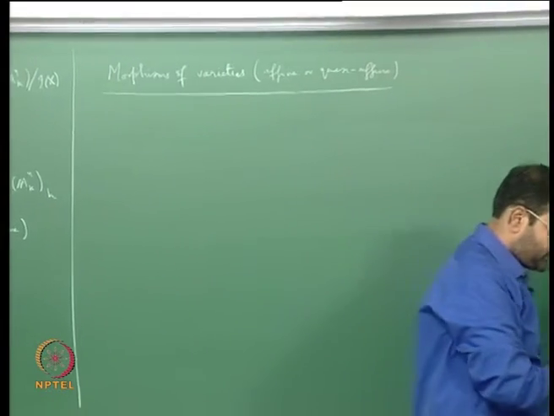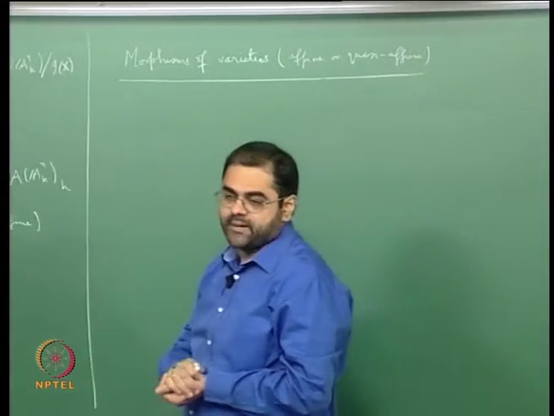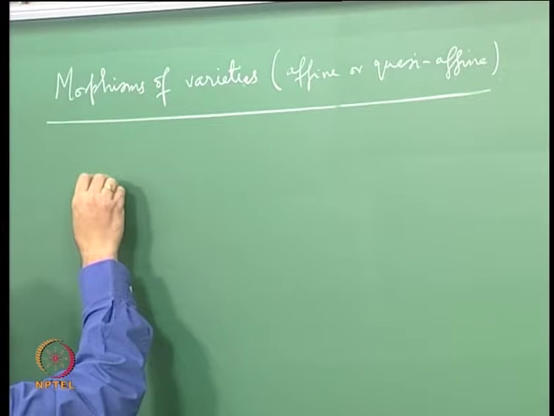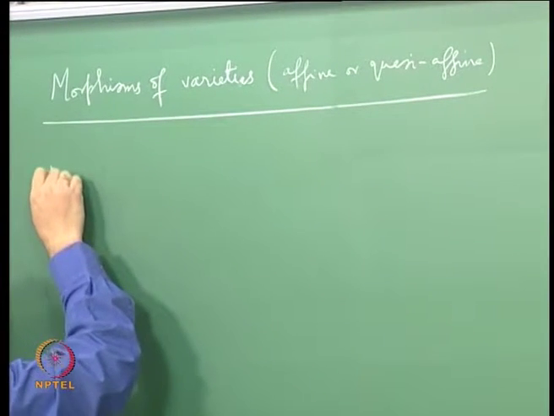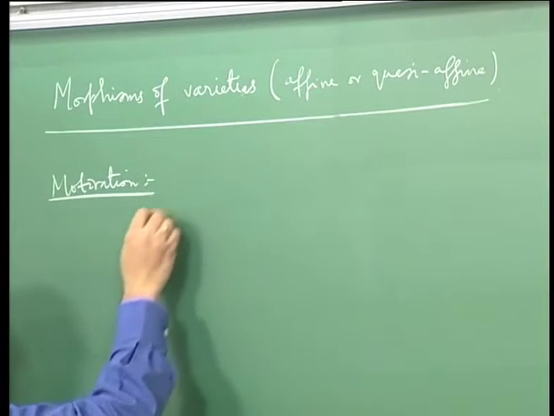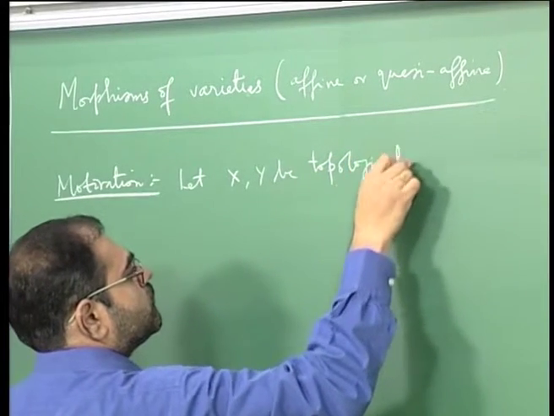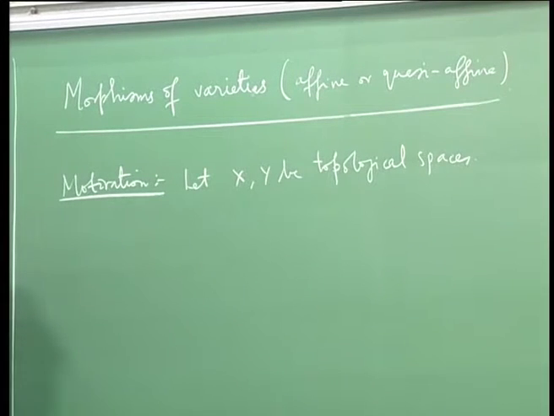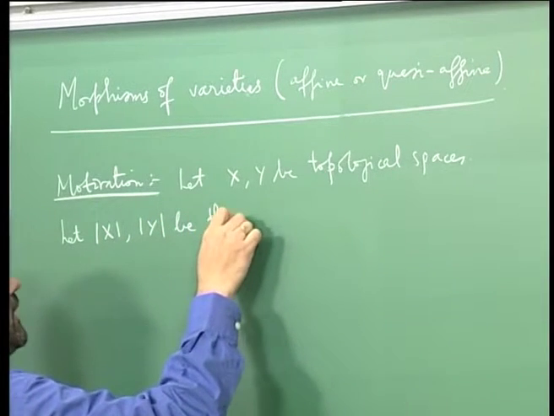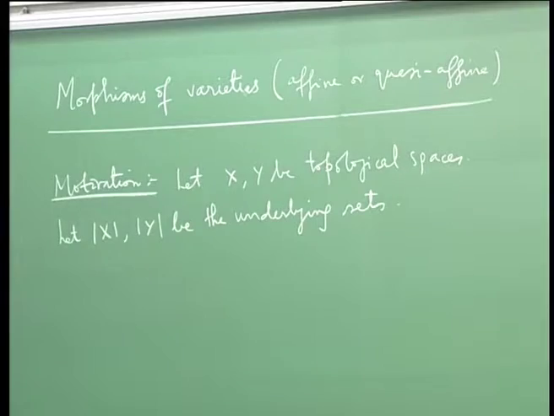Now to understand this, let me go back to something more basic. Let me go back to topology. So the motivation is: let X, Y be topological spaces, and let |X|, |Y| be the underlying sets. So you see what I am trying to do.